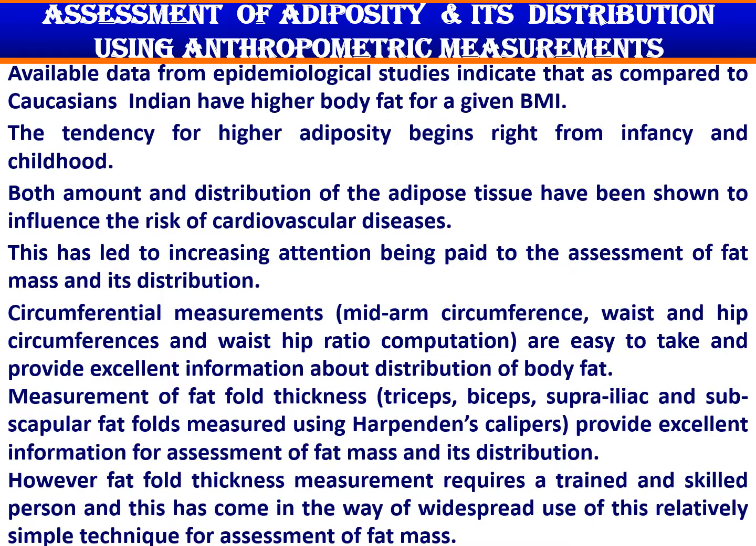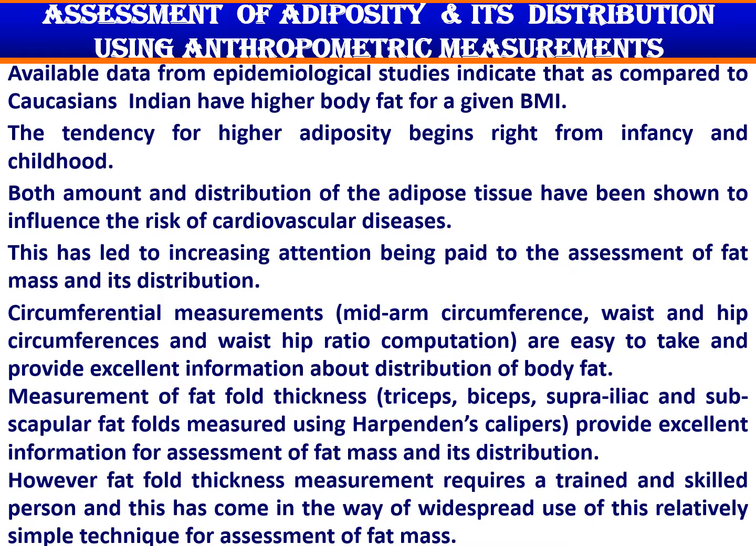This has led to increasing attention being paid to assessment of fat mass and its distribution, both in children and in adults. Circumferential measurements such as mid-arm circumference, waist and hip circumference, and waist-hip ratio computation are easy to take and provide excellent information about distribution of body fat. Measurement of fat fold thickness, triceps, biceps, suprailiac, subscapular fat folds measured using Harpenden calipers, provide excellent information for assessment of fat mass and its distribution.